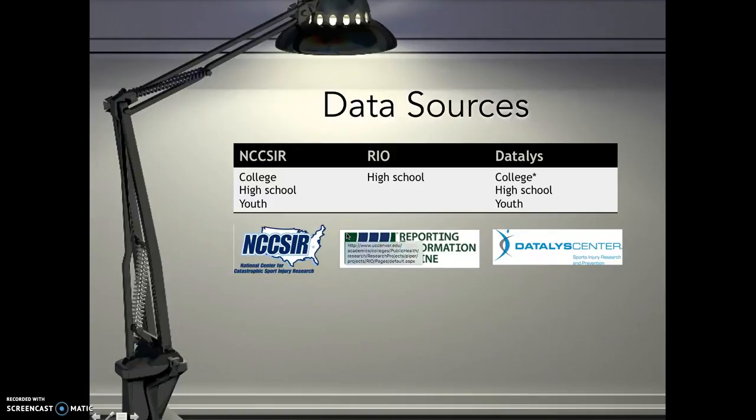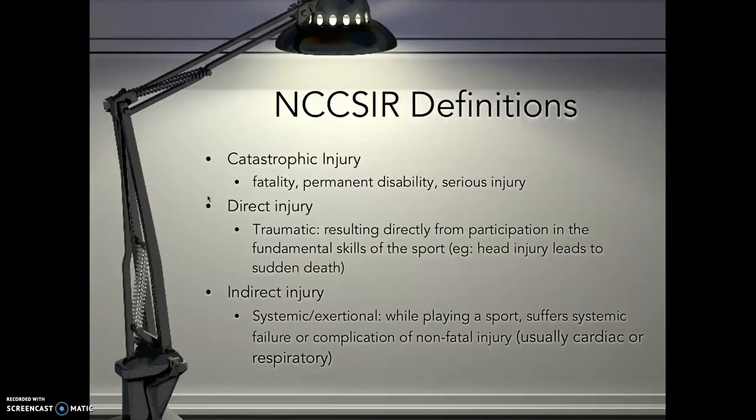So our sources of data then are here, and we need to understand that these folks are generating annual reports that would give us prevalence and incidence of various types of injuries. Okay. So let's look more closely at NCCSIR. And in order to interpret data that they're going to put out, we need to understand their definitions. So they define a catastrophic injury as a fatality, a permanent disability, a serious injury. And they're talking about not only death, but also in terms of the serious injury.